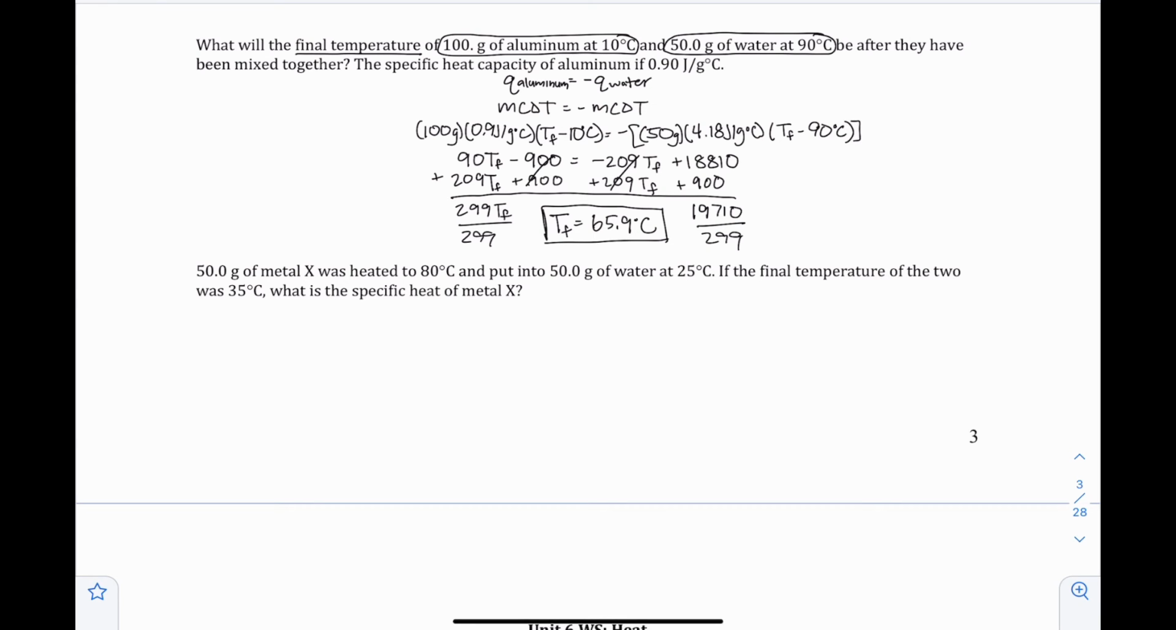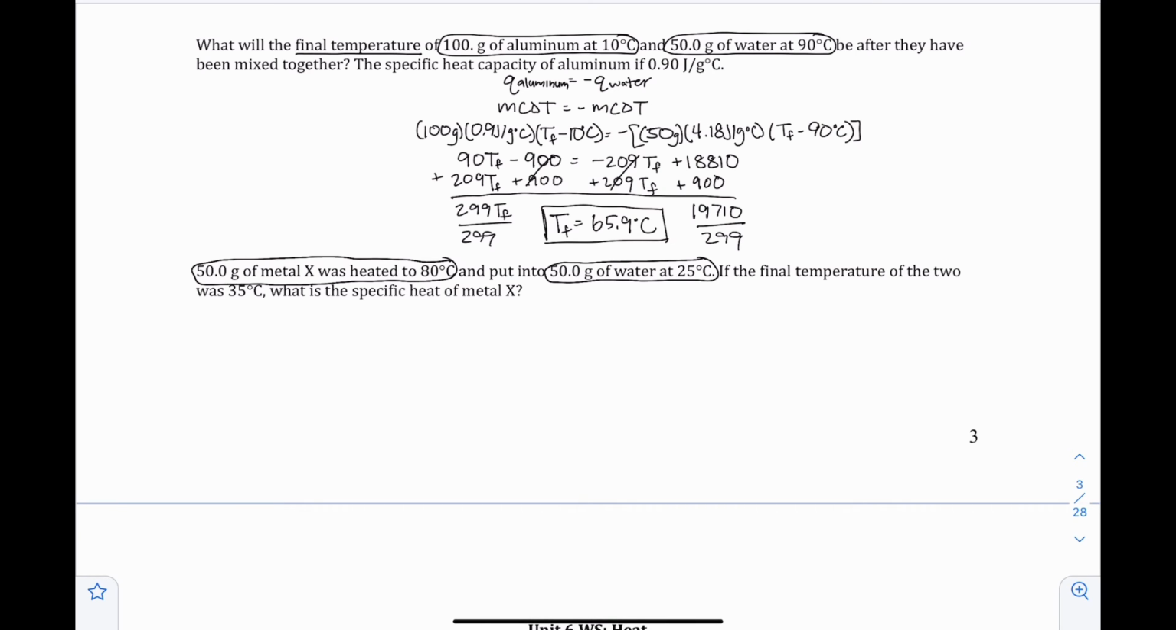This final problem says 50 grams of metal X was heated to 80 degrees Celsius and put into 50 grams of water at 25 degrees Celsius. So again, we have two substances. One of them is hotter. This time, the metal is hotter. And the other one is cooler. This time, our water is cooler.